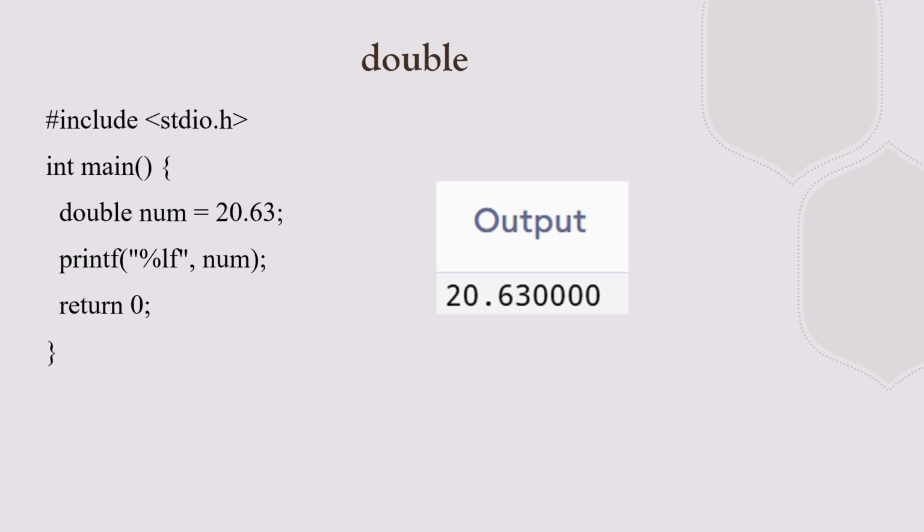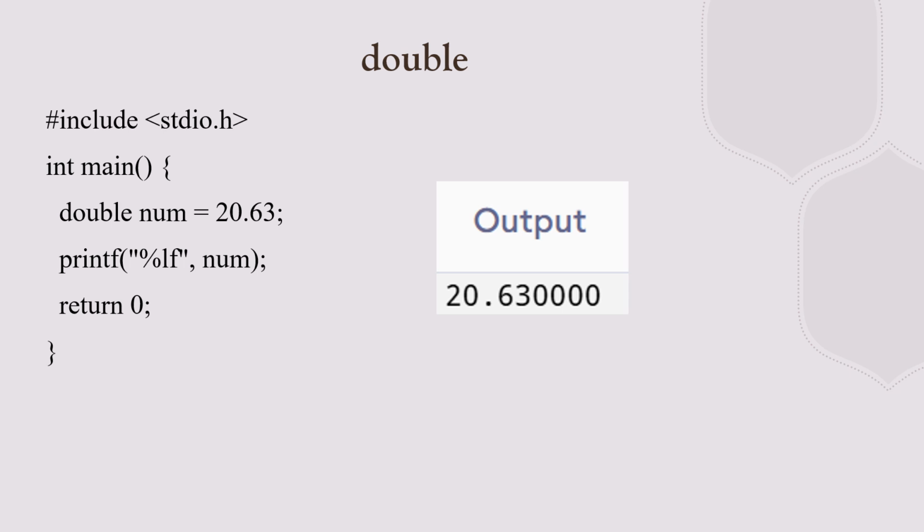Here in this case, the number is initialized with 20.63. Random number I have used here. You can use any number. It is a floating number. So the variable name is num here. It stores the value 20.63. This value can be used in the program for calculations, comparisons, or printing.